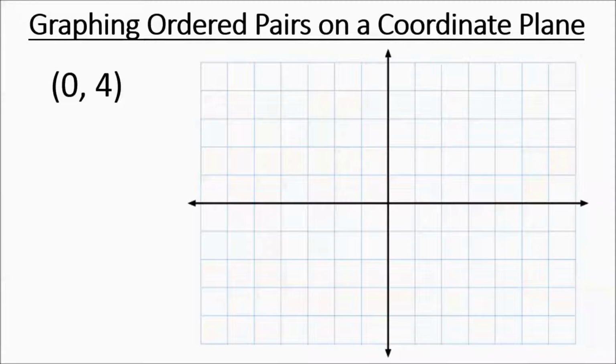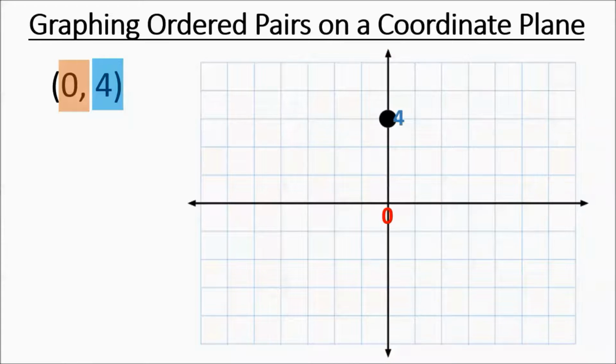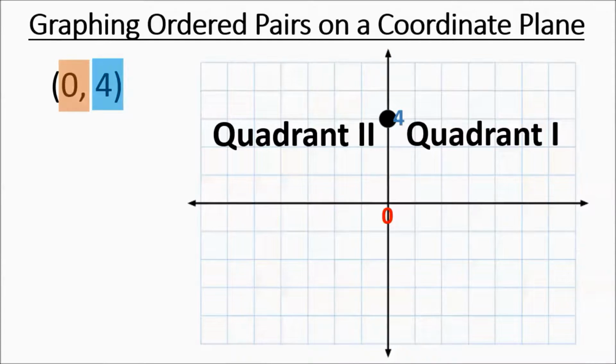0, 4. We're going to mark our x value for 0. And then we're going to mark y as a +4. And when we extend each of those out, they intersect right on an axis between quadrant 2 and quadrant 1.